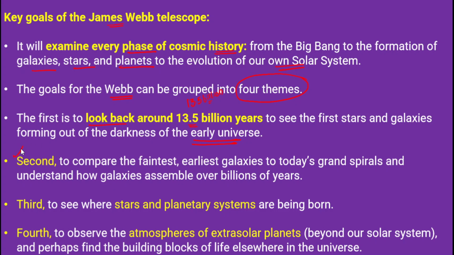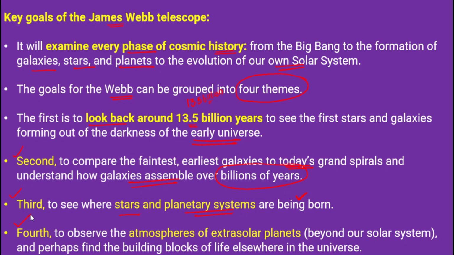Secondly, to compare the faintest, earliest galaxies to today's grand spirals and understand how these galaxies assemble over billions of years. So how these galaxies are formed over a period of time. So the third objective is to see where stars and planetary systems are being born, how these stars and planetary systems are being born. So there are concepts like a red dwarf star, white dwarf star. So how these planetary systems are being formed, so how these stars are being formed. So this provides important insights into future space exploration.